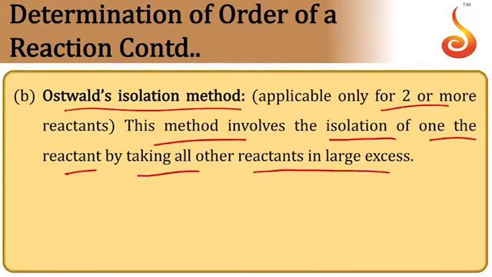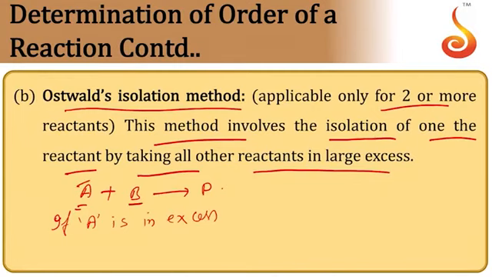So here the principle is, if you take a component in excess, the rate is going to be independent of the component which you are taking in large excess quantity. Suppose you have two components, say A plus B, giving rise to product P. Now if you take A in excess, then rate will be independent of A.